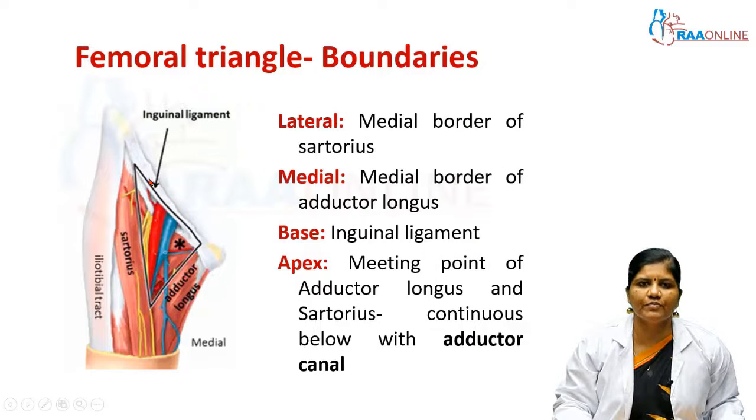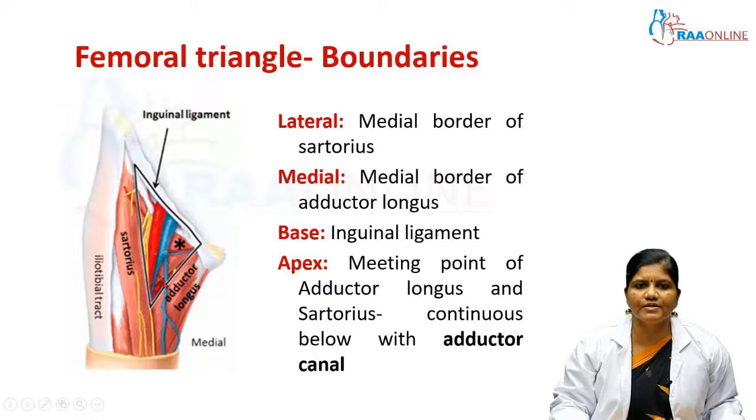Let's see the boundaries of the femoral triangle. This is the area of the femoral triangle. The lateral boundary is by the medial border of the sartorius muscle, which runs from the anterior superior iliac spine to the tibia. Its medial border forms the lateral boundary of the femoral triangle, and the medial boundary is by the medial border of the adductor longus, a muscle of the medial compartment.